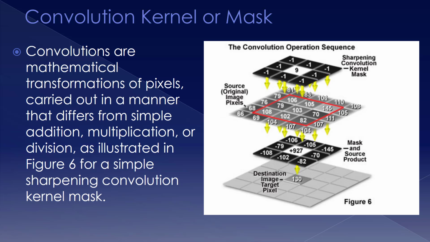You can see in figure 6 that this is a sharpening convolution kernel mask, and it's showing the original image with the red box. And then the resultant output is shown below that. And then finally, the destination image target pixel has a different value. So the result of this mask is that the pixel that had an original value of 9 has a final value of 130.